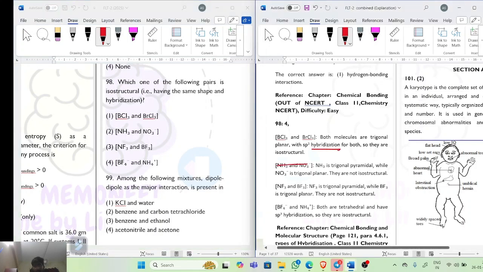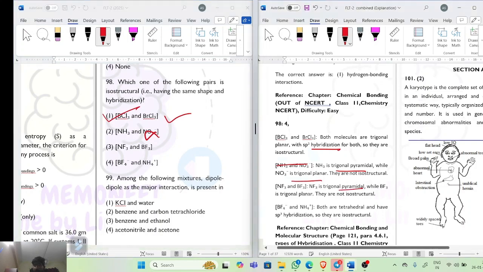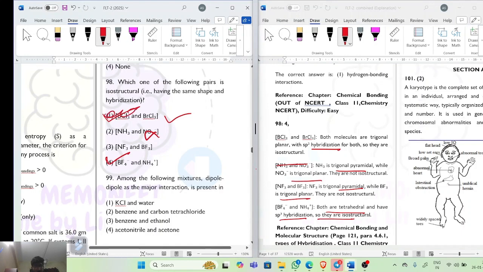Now NH3 and NO3 minus: one is trigonal pyramidal and the other is trigonal planar, so not isostructural. This one is isostructural, so our correct answer would be option number 1. But let's check option number 3 as well. NF3 is trigonal pyramidal and BF3 is trigonal planar. We can directly determine this by calculating the hybridization. Similarly, in option 4, both are tetrahedral and have sp3 hybridization, so it is also isostructural. So option number 4 is our correct answer, not option number 1.